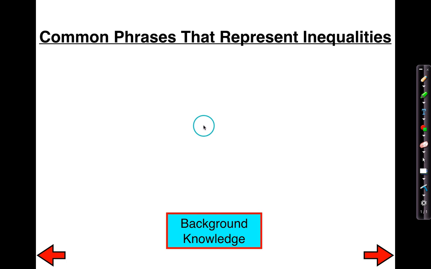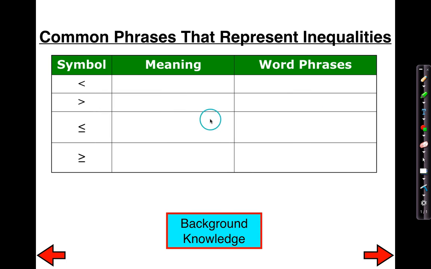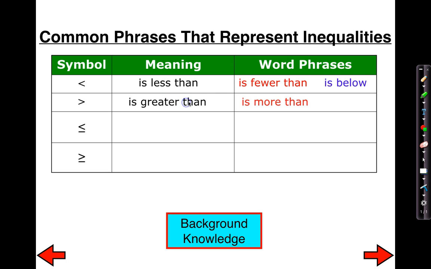So first, let's go over a very important table that can help us understand when we use less than, greater than, more than, or greater than or equal to, less than or equal to. So this is a chart that I'm referring to. When we see a less than symbol, when we're talking about word problems, we might hear words such as is fewer than or is below. Now greater than, you might hear words like is more than or is above.